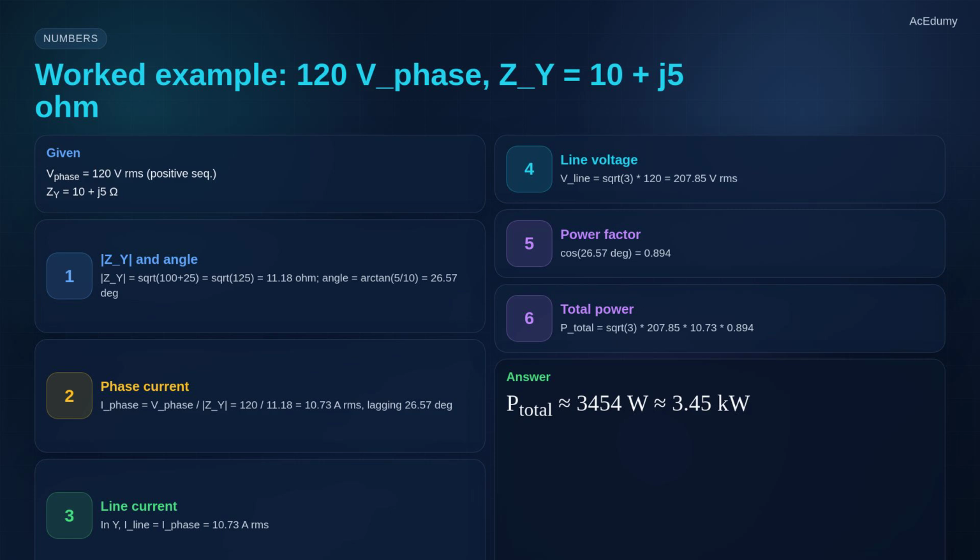Line voltage equals root 3 times 120, which is 207.85 volts. Cosine of 26.57 degrees is 0.894. Total power: root 3 times 207.85 times 10.73 times 0.894 equals about 3,454 watts, or 3.45 kilowatts.